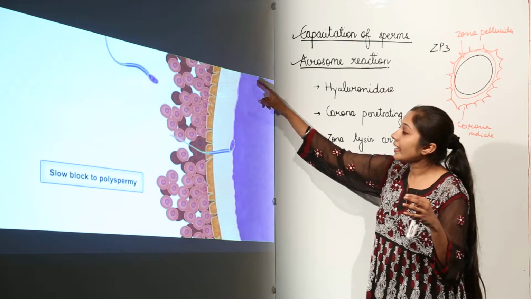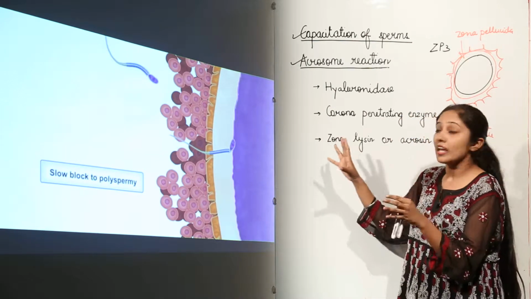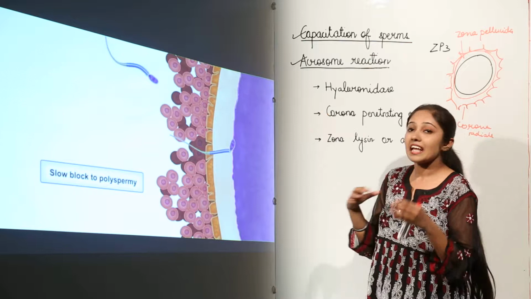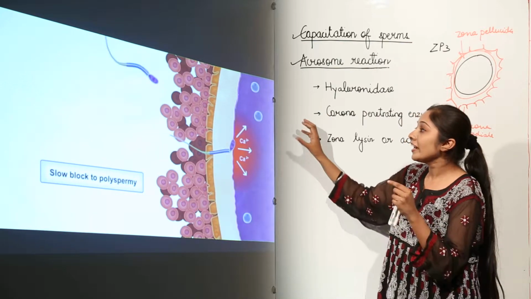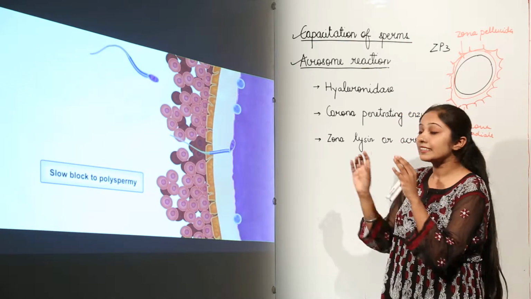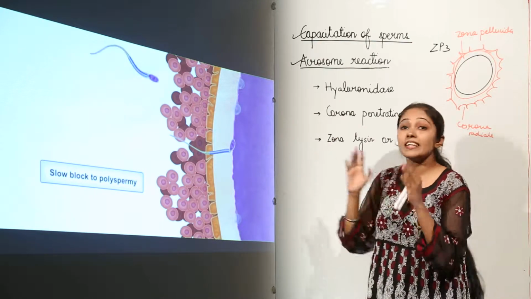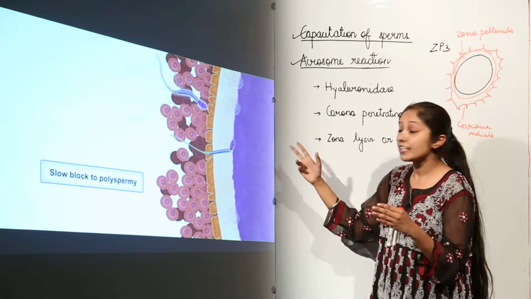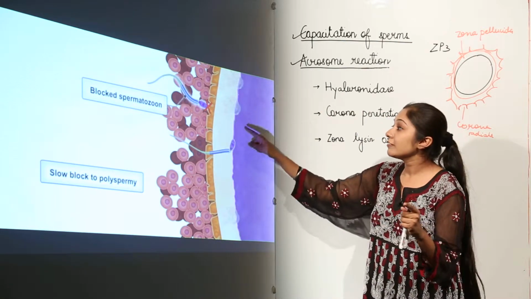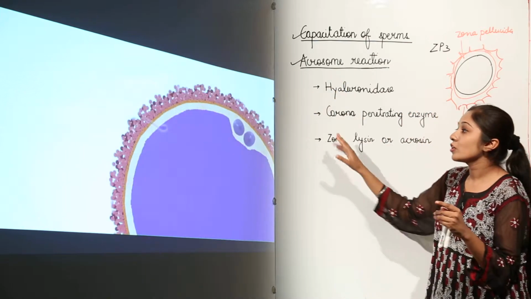What happens? This is again depolarization of the membrane, but now the difference is that calcium ions are going to be present here, which are going to release certain components, and these components are going to inactivate ZP3. When this ZP3 is inactivated, what is going to happen? There will be no release of these enzymes, so the sperm will not enter.